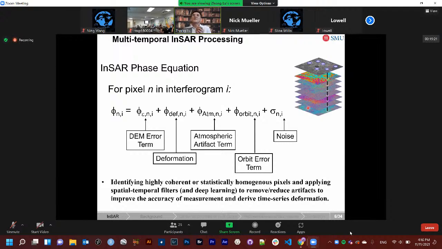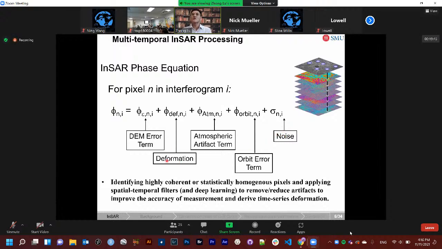And for that pixel, the interferogram phase has many different components. It contains DEM error, as the DEM may not be accurate enough, and atmosphere error, because the atmosphere changes from time to time, right? The orbit may not be precise, and there are other noises as well, including thermal noise from the instrument.